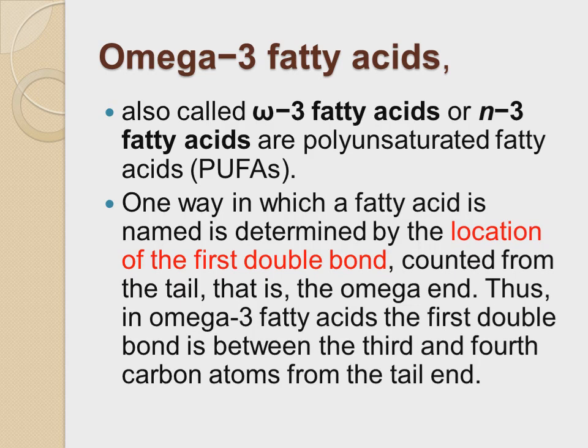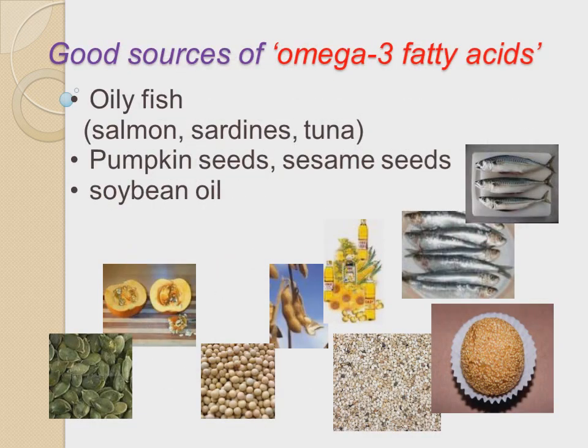Thus the omega 3. أشنو الأوميجا 3؟ فمعناها أنه الفيرست دبل بوند lies between carbon number 3 and 4 from the omega end or from the tail. إذن between the third and fourth carbon atom from the tail end أو from the omega end. The sources of omega 3 fatty acids هي الأويلي fish مثل السلمون، ساردين، تونة، أيضا من البامكن seeds، من السمسم seeds and soya bean oil.